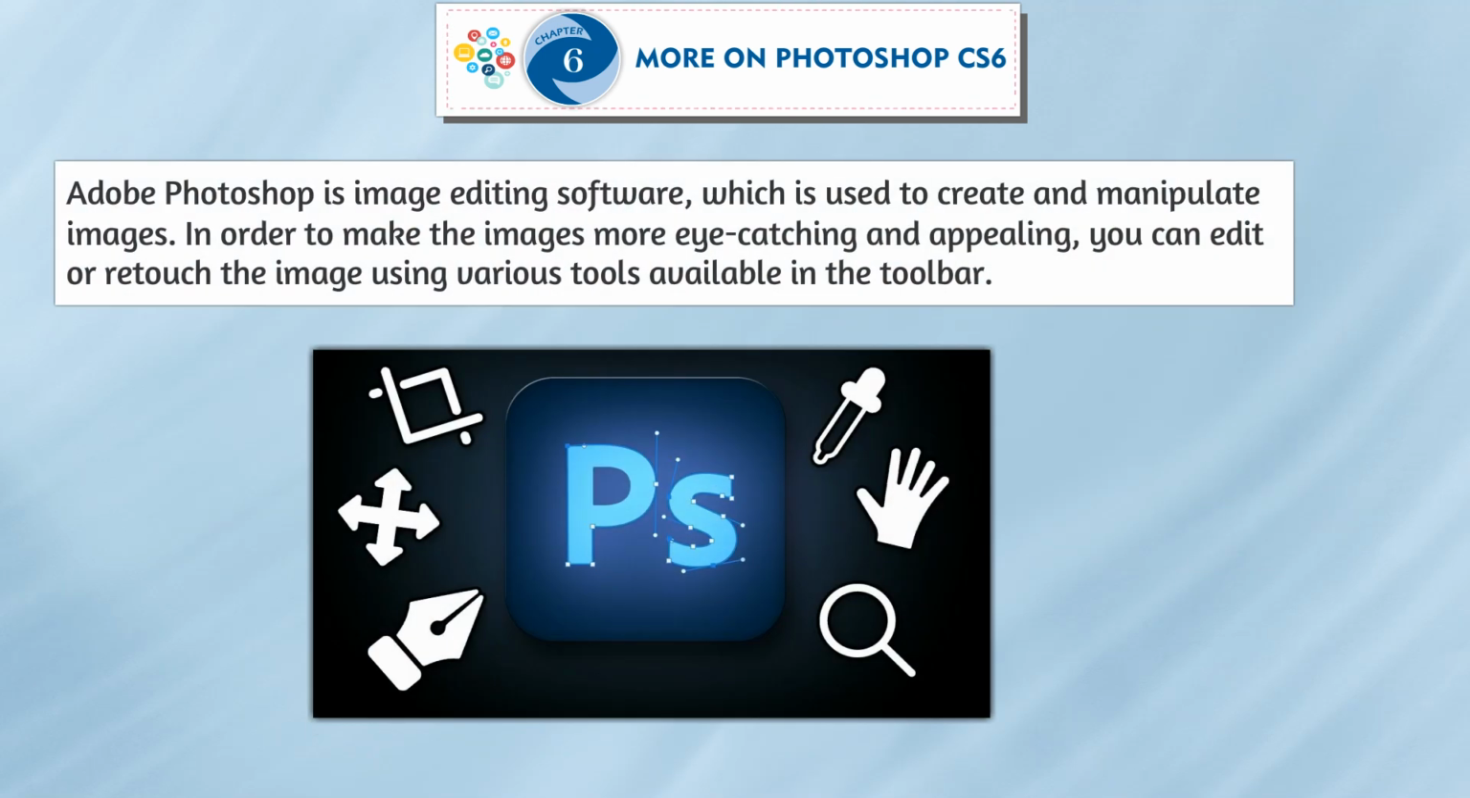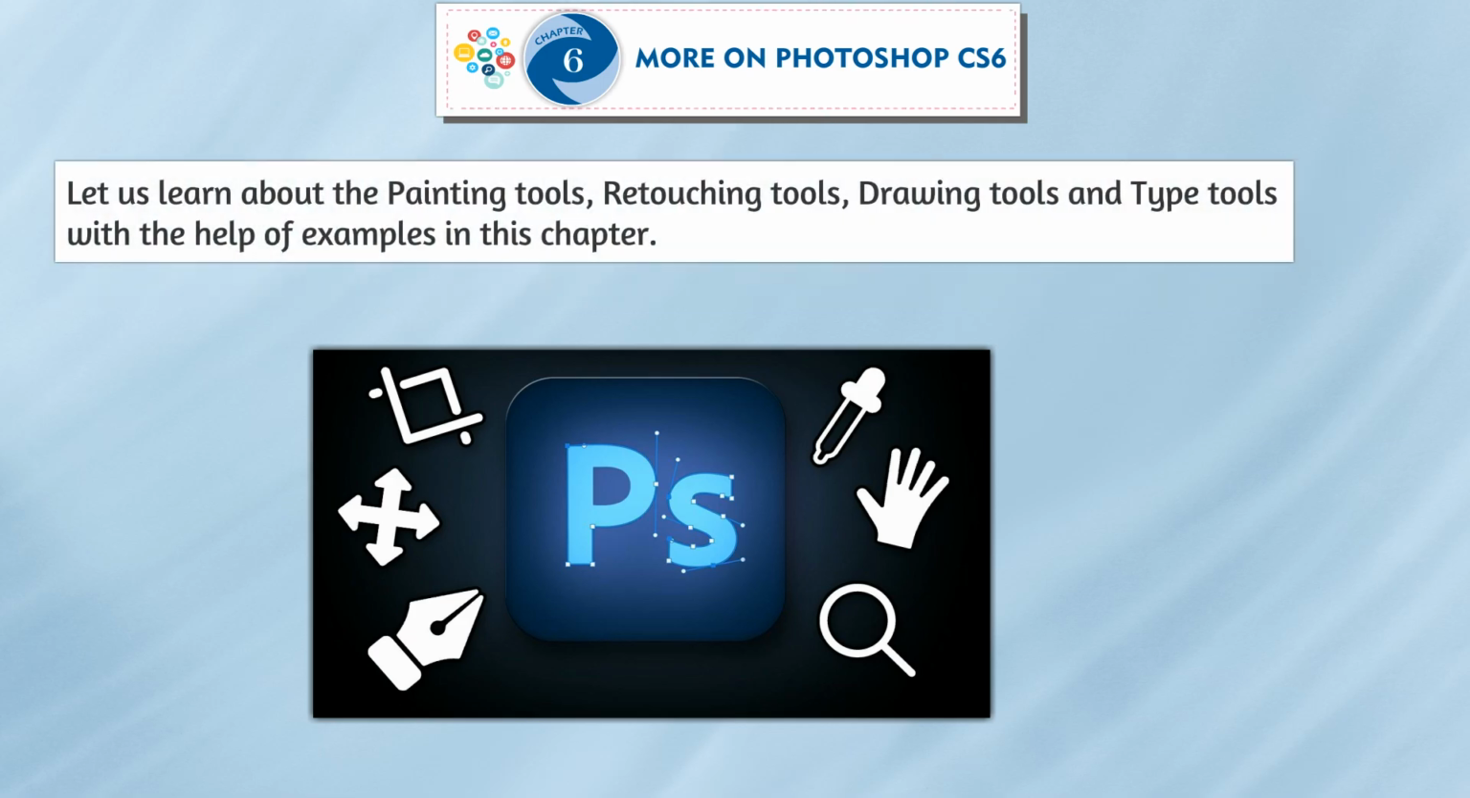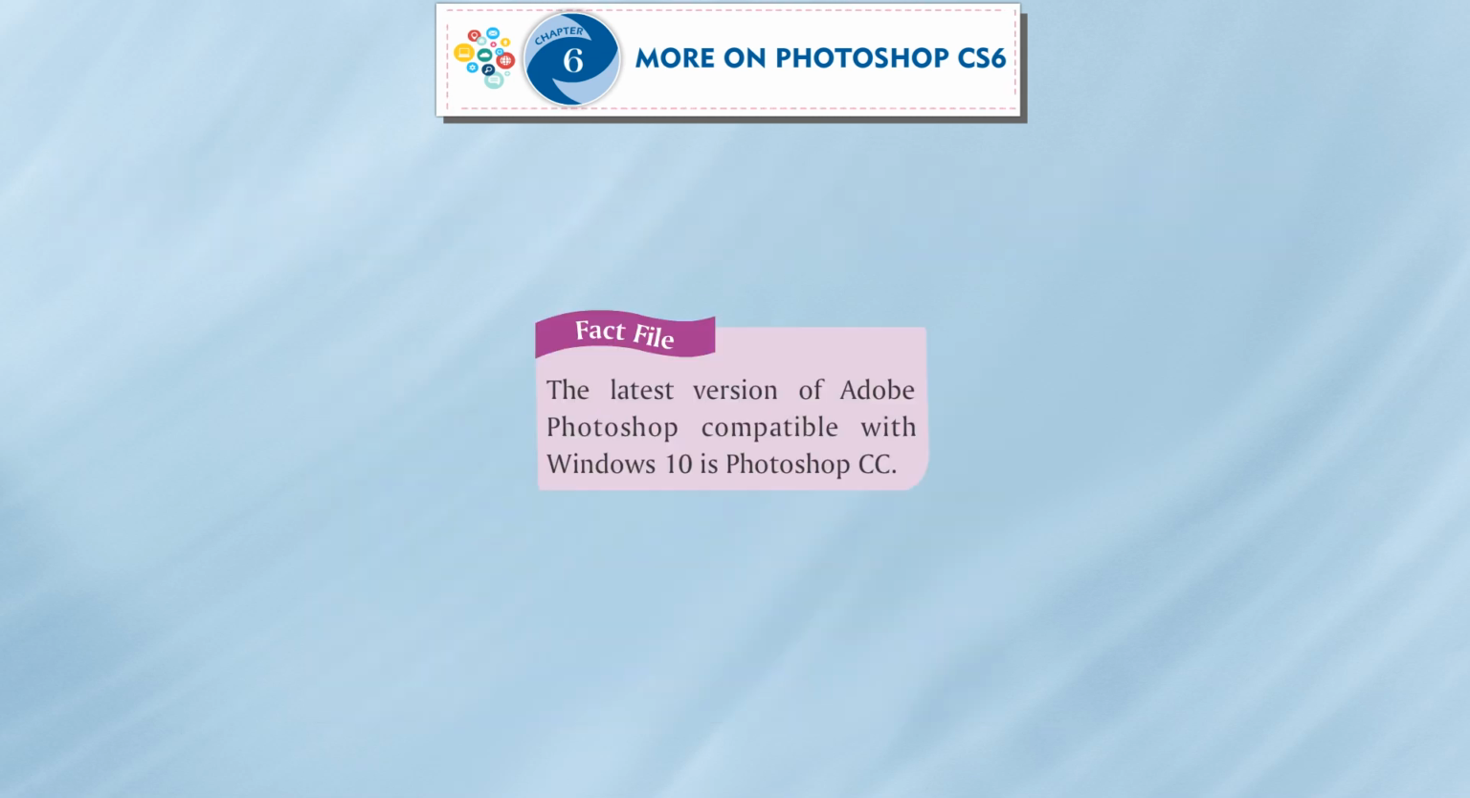Adobe Photoshop is image editing software which is used to create and manipulate images. In order to make the images more eye-catching and appealing, you can edit or retouch the image using various tools available in the toolbar. Let us learn about the painting tools, retouching tools, drawing tools, and type tools with the help of examples in this chapter. Fact file. The latest version of Adobe Photoshop compatible with Windows 10 is Photoshop CC.